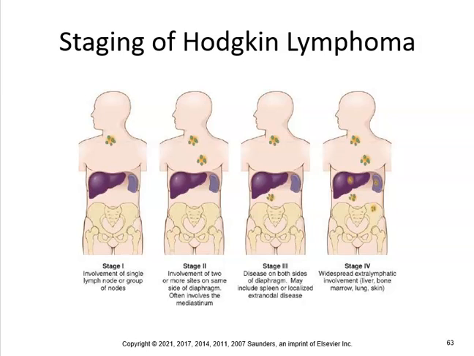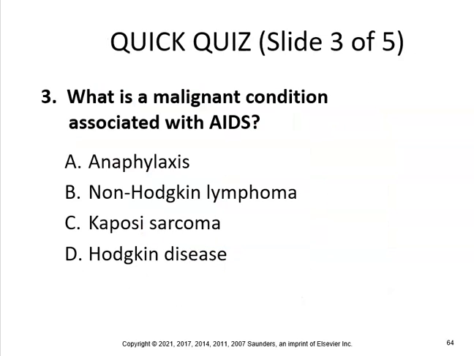Staging of non-Hodgkin's or Hodgkin's lymphoma: stage 1, involvement of a single lymph node. Stage 2, involvement of two or more sites. Stage 3, disease on both sides of the diaphragm, may include the spleen. And stage 4 is widespread involvement of the liver, bone marrow, lung, and skin. So what is a malignant condition associated with AIDS? That would be Kaposi sarcoma.